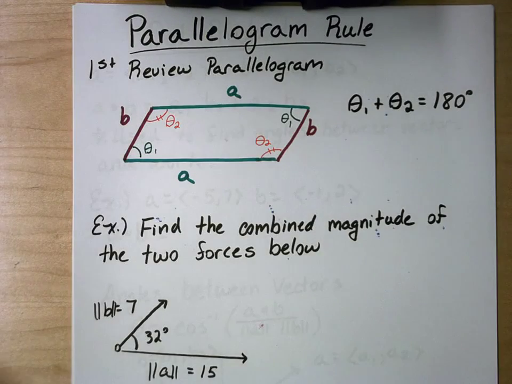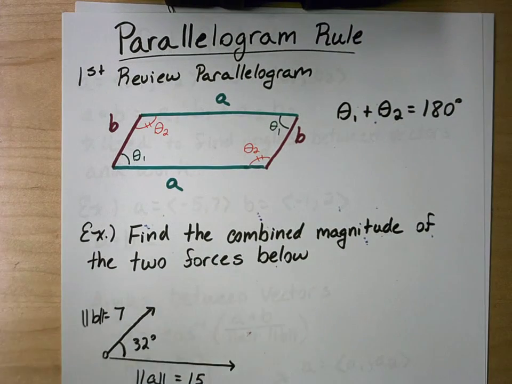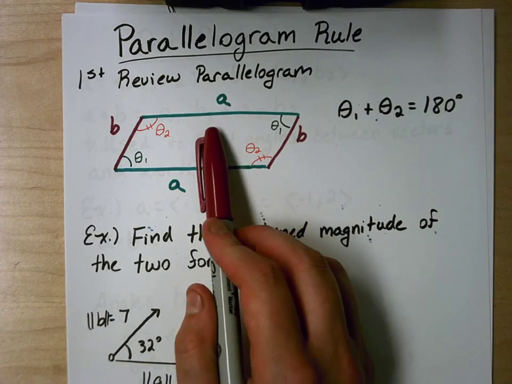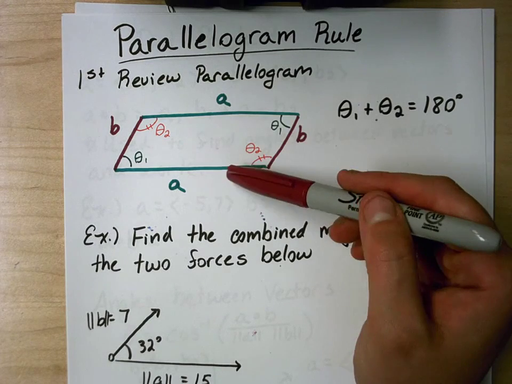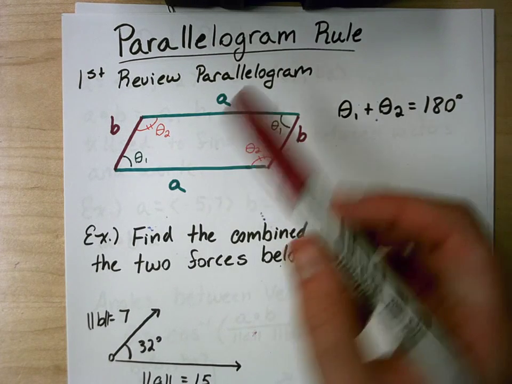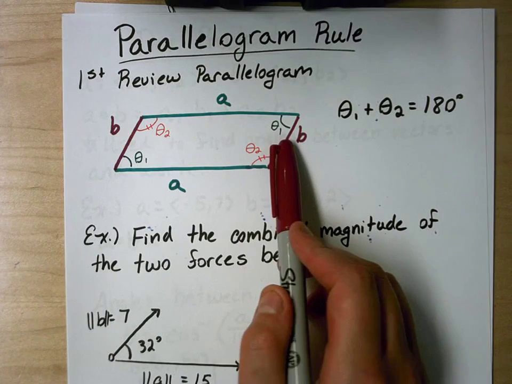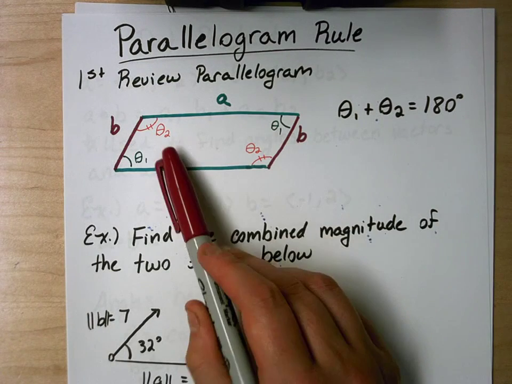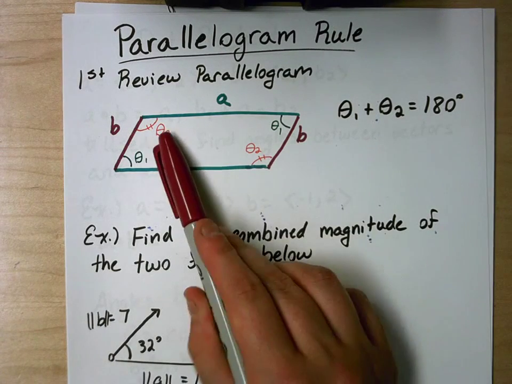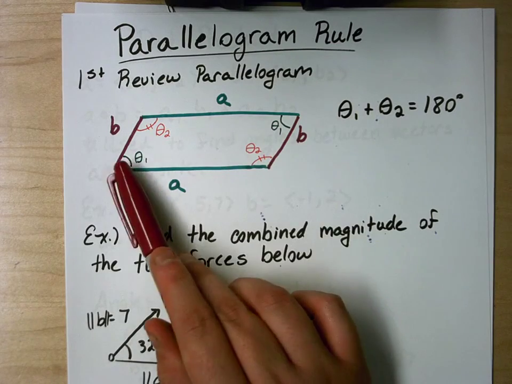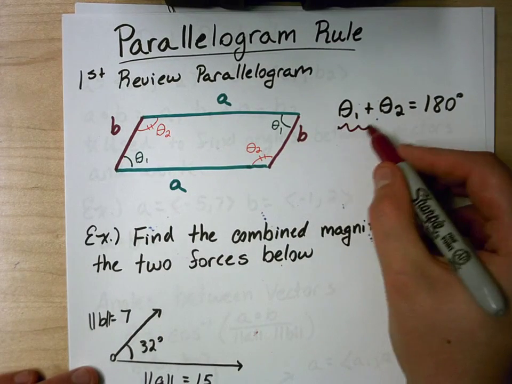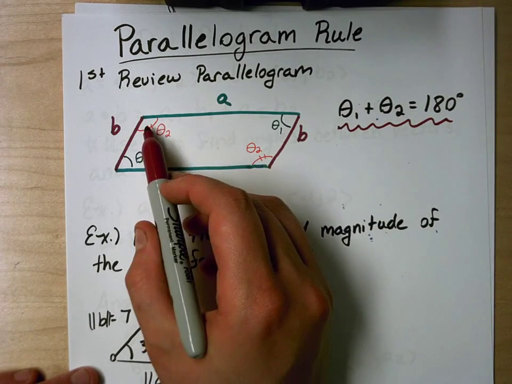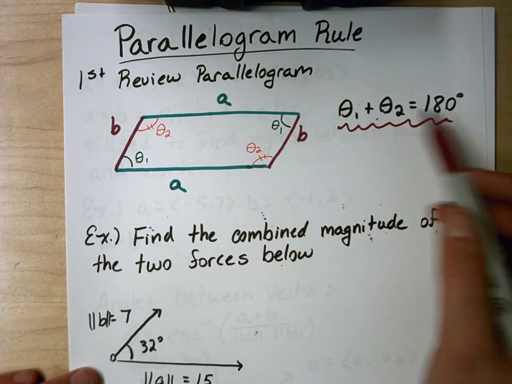All right, first let's review parallelograms. So parallelograms, my two sides opposite each other have the same length. So these A's are the same. These two sides B have the same length. My interior angles, the angles opposite each other have the same measurement, and same for here. Now note, this is going to be very important, that if I take this angle plus this angle, that's going to give me 180 degrees.